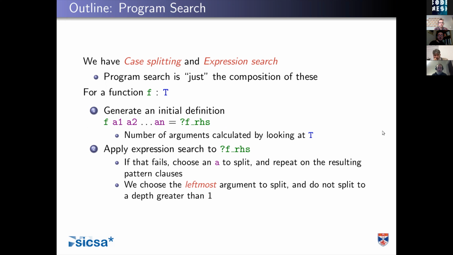If that didn't work, so this is the search monad, we pick one of these arguments to split. That gives us more clauses. We try again. We just keep doing that until we reach a depth where we think we've gone too far. So in practice, it works left to right. It doesn't split to a depth greater than 1. That appears to work pretty well. I imagine these things could be configurable. At the minute, they're not.